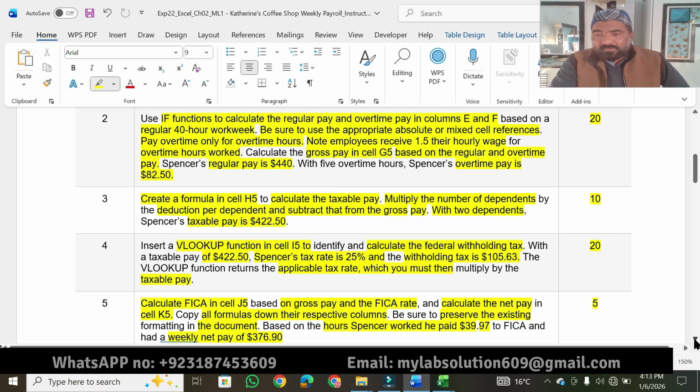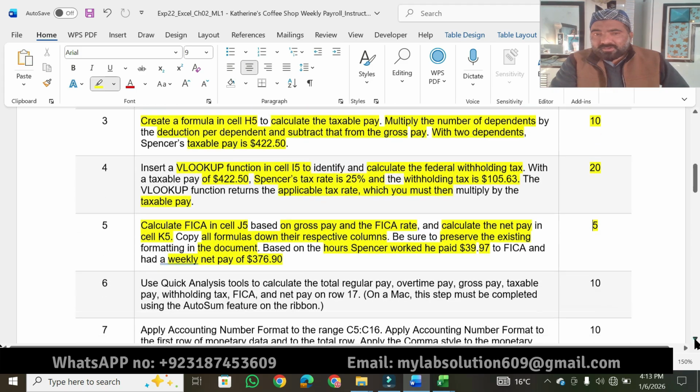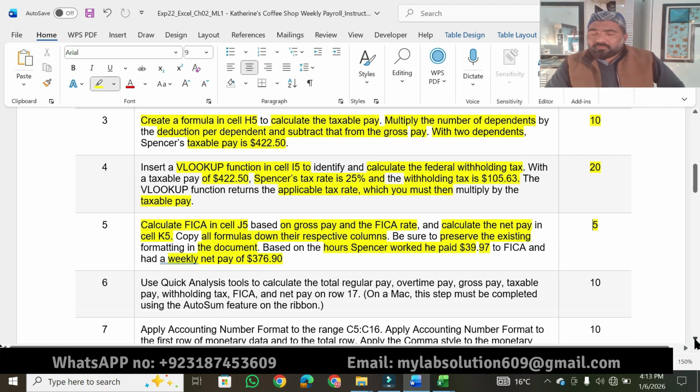Okay, after solving question number 2, we moved toward question number 3, where we have to create a formula in cell H5 to calculate taxable pay. What is our taxable pay? That is the number of dependents multiplied by the deduction per dependent, and then subtract that from gross pay. With 2 dependents, the taxable pay is this one. We have again verified that one.